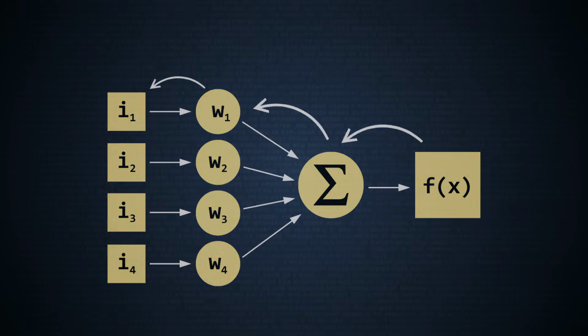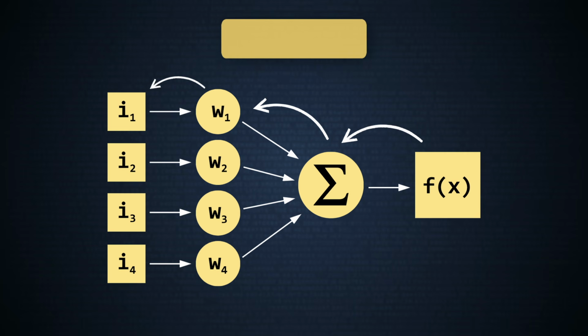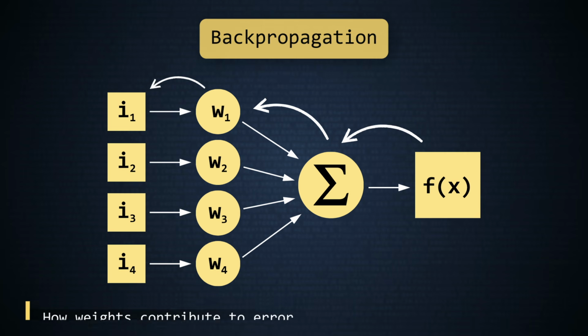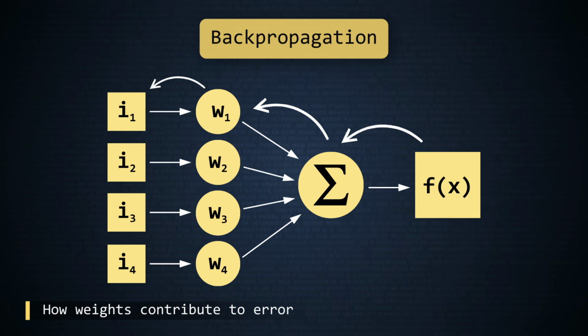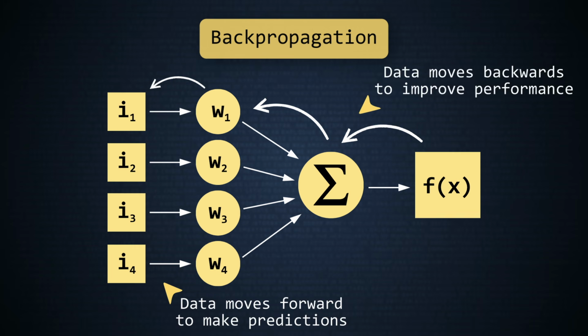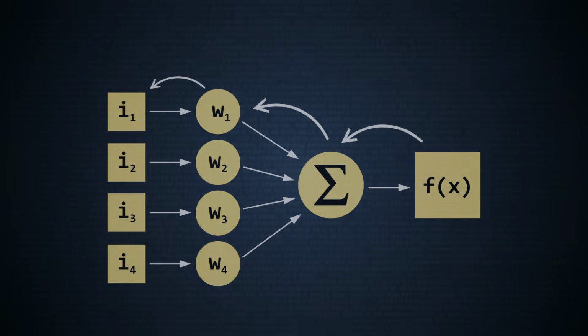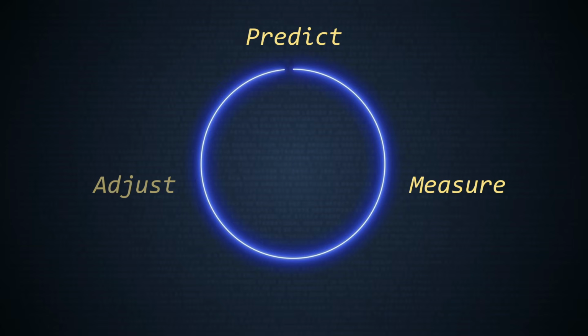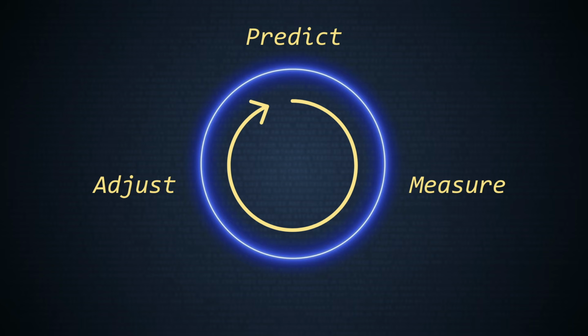The method used to improve the network is called backpropagation. This technique calculates how each weight contributed to the error, then makes slight adjustments to reduce loss. So while forward propagation moves data through the network to make predictions, backpropagation moves data in reverse to improve performance. This iterative cycle, predict, measure error, adjust, continues until the network reaches acceptable performance, or your patience with computational expenses runs out.